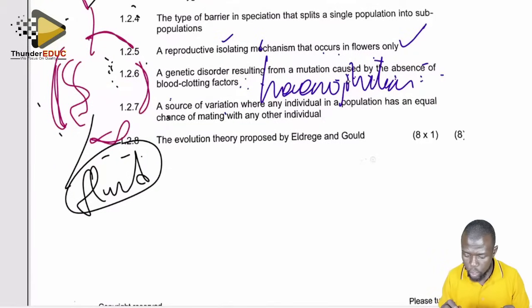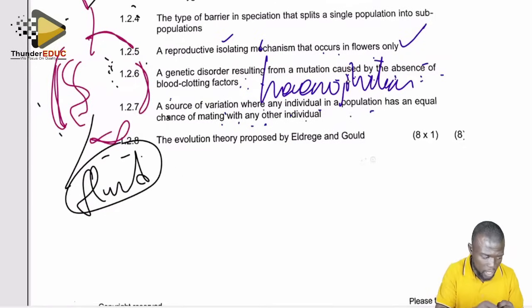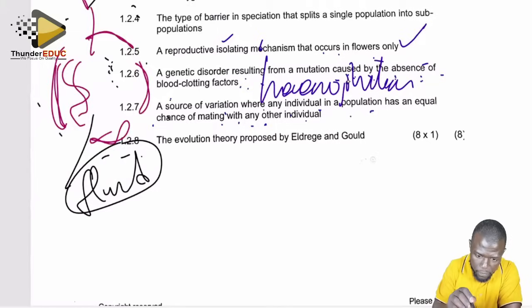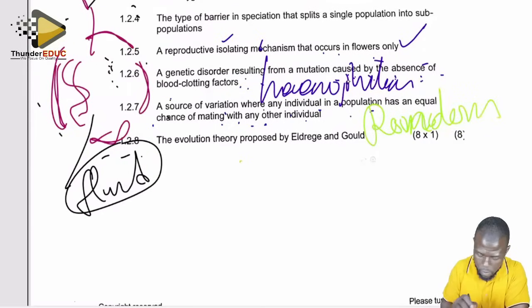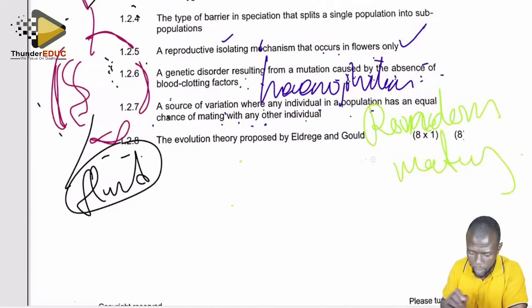Then they're saying that the source of variation where any individual in a population has equal chances of mating with other individuals. So how do you call that source of variation? We call it random mating.